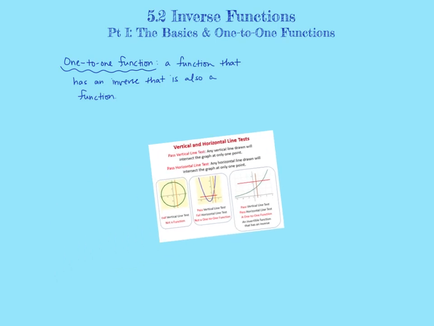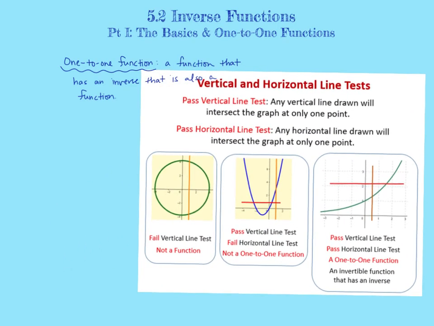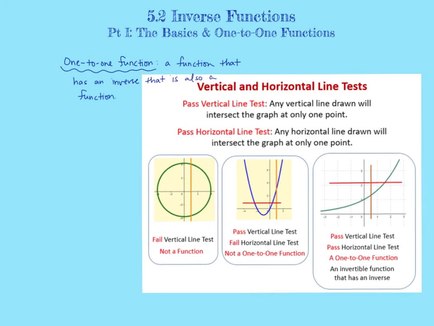A horizontal line test is just like a vertical line test. So we've already discussed that a vertical line test is used to make sure that a relation is a function. So we can clearly see that the circle is not a function. It fails the VLT. But in order to see if a function would have an inverse that's also a function, we can see if that function passes what's called the horizontal line test, or the HLT.